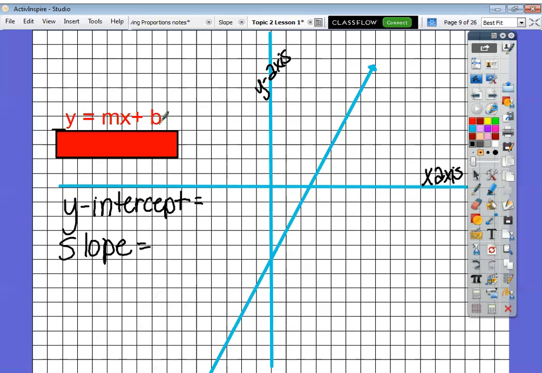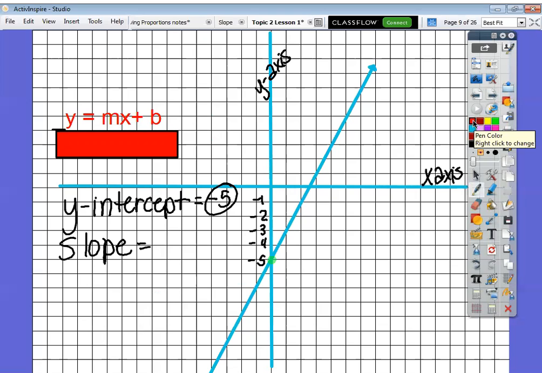So the y-intercept, if I go along my line, bam, that's where my line crosses my y-axis. So that's found at -1, -2, -3, -4, -5. My y-intercept is -5. Okay, now I'm going to find my slope.